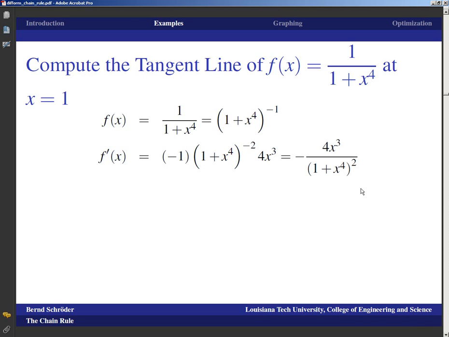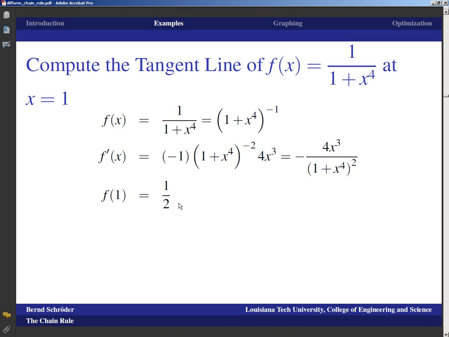And so that ends up giving us that the derivative is negative 4x cubed over 1 plus x to the fourth quantity squared. And now we're interested in the tangent line at x equals 1, so we plug in 1. We should end up with negative 1 here, right?